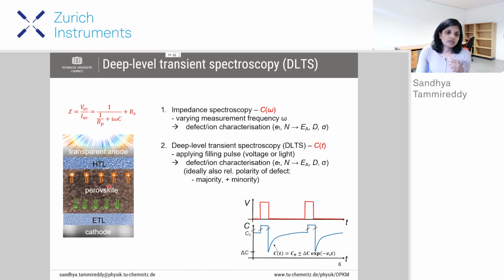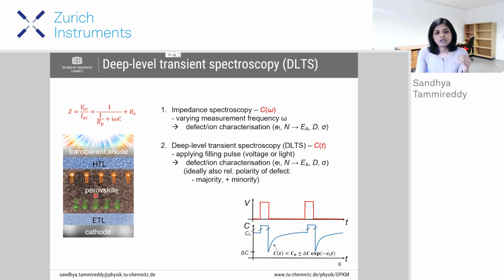For example, if you have the device here, once the transport layers are deposited, you will have mobile ion charges which were accumulated at the transport layers because of the built-in field. When you apply the pulse, these charges will be pushed towards the bulk of the perovskite.